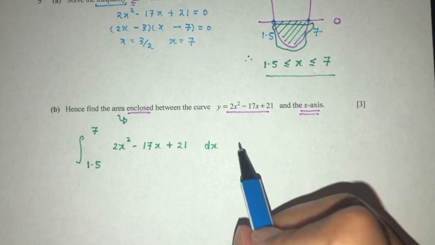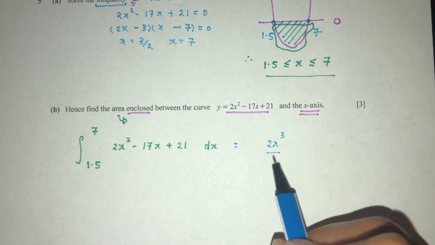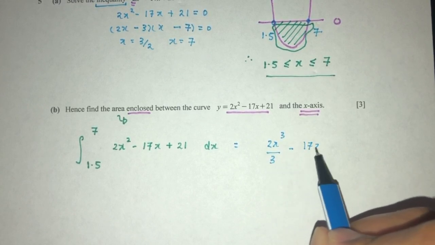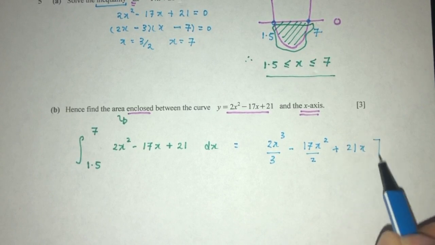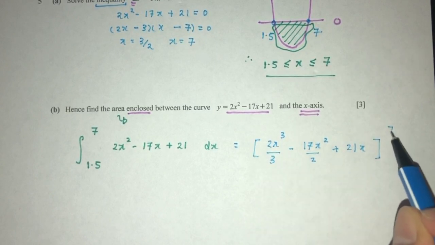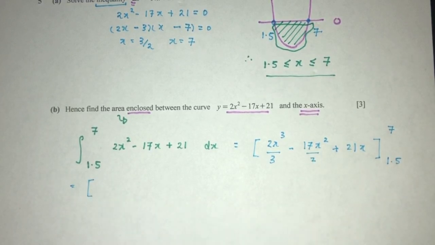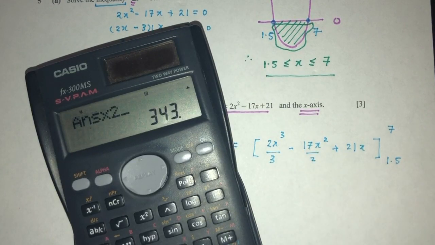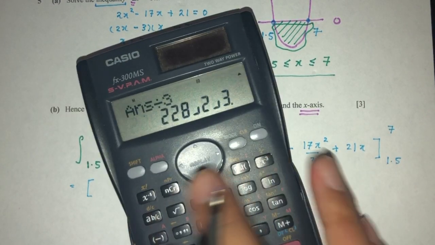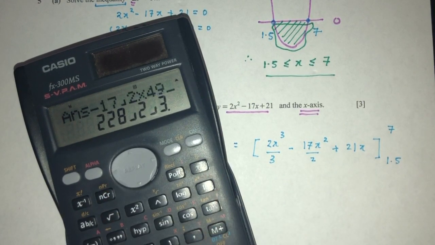Now let's find one by one. So integrate this, you will have 2x power 3 divided by 3 minus 17x squared divided by 2 plus 21x. That will be 7, 1.5. So let's simplify. First thing first, we have what? 7 power 3 times 2 divided by 3, that will be this, minus 17 over 2 times 49 plus 21 times 7.